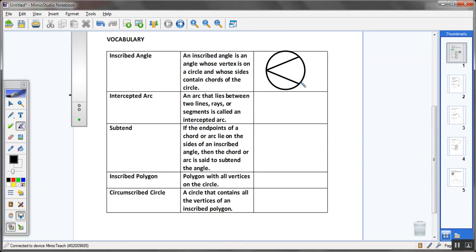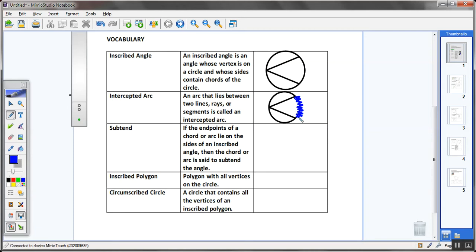Next one then says, what's an intercepted arc? An arc that lies between two lines, rays, or segments is called an intercepted arc. So if you take the above example, where I had an angle right here, this part right here would be your intercepted arc. That's the arc that gets intercepted.